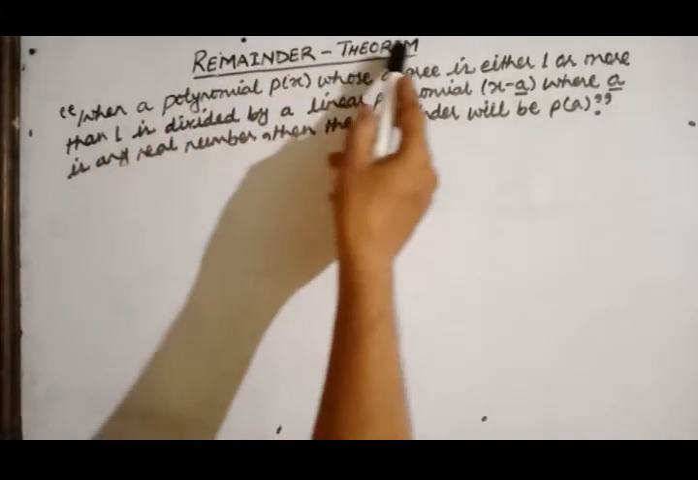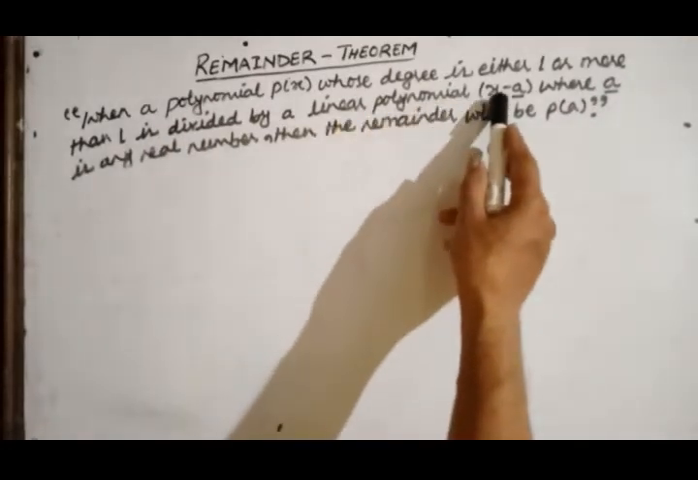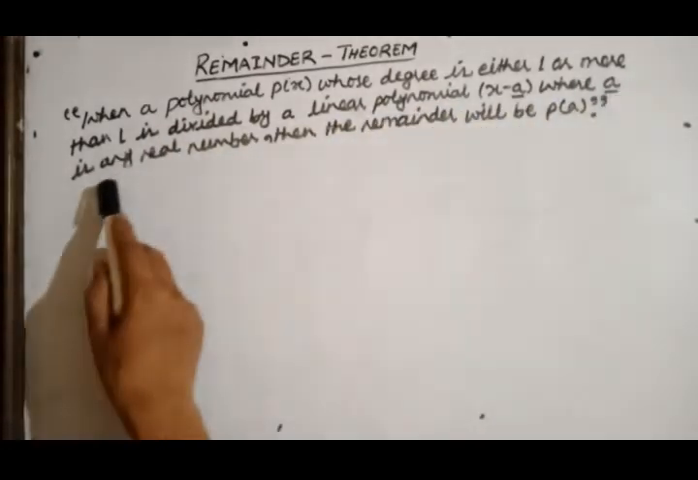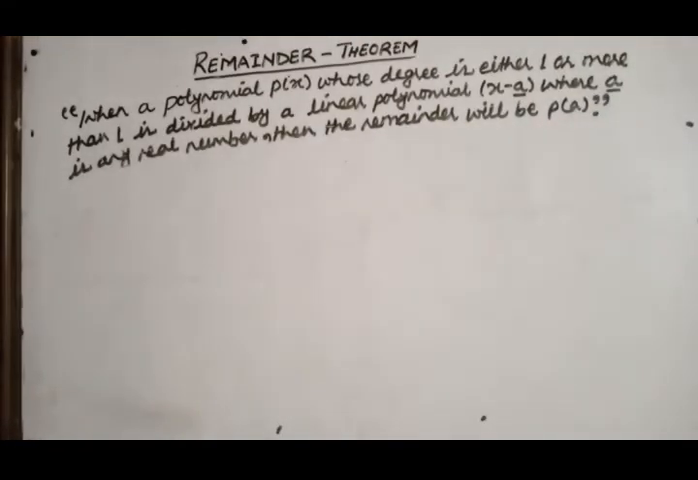Thus, according to the remainder theorem, when a polynomial p(x) whose degree is either 1 or more than 1 is divided by a linear polynomial x minus a, where a is any real number, then the remainder will be the polynomial at a. Now let's discuss the utility of the remainder theorem.